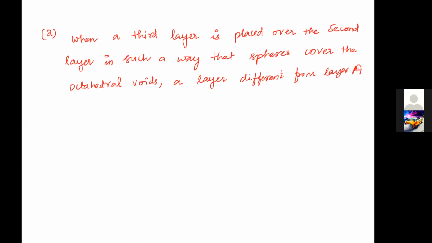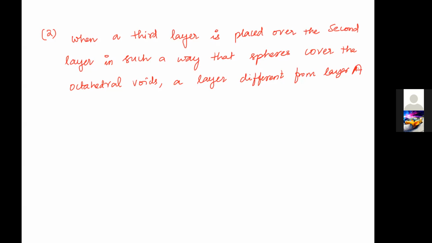See here, before it was similar, A, next B, no? So when you have a third layer, it is placed over the second layer in such a way that the spheres are covering the octahedral voids. Means what, the triangular voids are there. On top of them, you put something. So we are covering those tetrahedral voids.